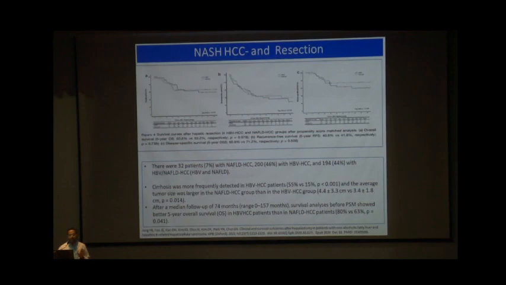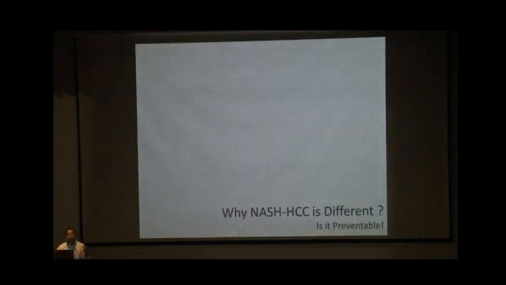They showed that NASH SCC from the Korea group has more chance of developing recurrence because they are more non-cirrhotic, they have a large tumor, and after a long time recurrence is a little bit on the higher side. So we have discussed all the treatment predispositions. Now can we prevent?